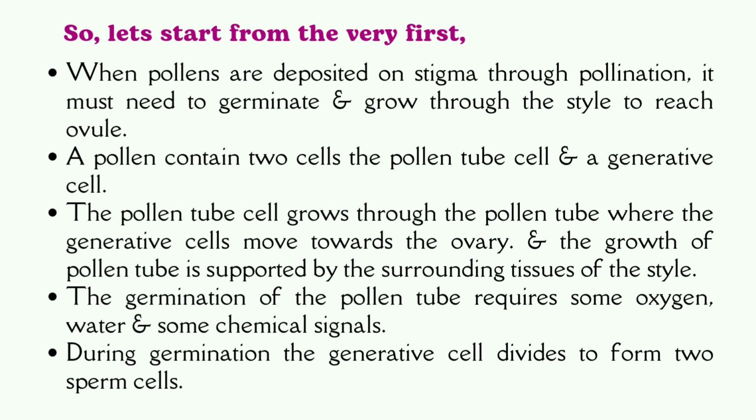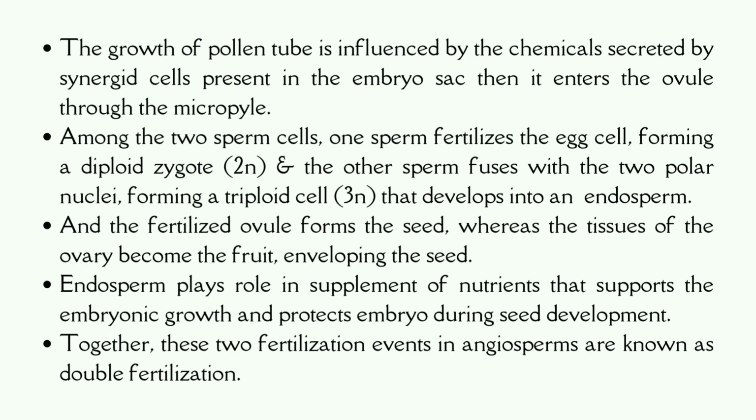The germination of the pollen tube requires some oxygen, water and some chemical signals. During germination, the generative cell divides to form two sperm cells. The growth of the pollen tube is influenced by the chemicals secreted by synergid cells present in the embryo sac. Then it enters the ovule through the micropyle. Among the two sperm cells, one sperm fertilizes the egg cell, forming a diploid zygote 2N, and the other sperm fuses with the other two polar nuclei, forming a triploid cell 3N that develops into an endosperm.